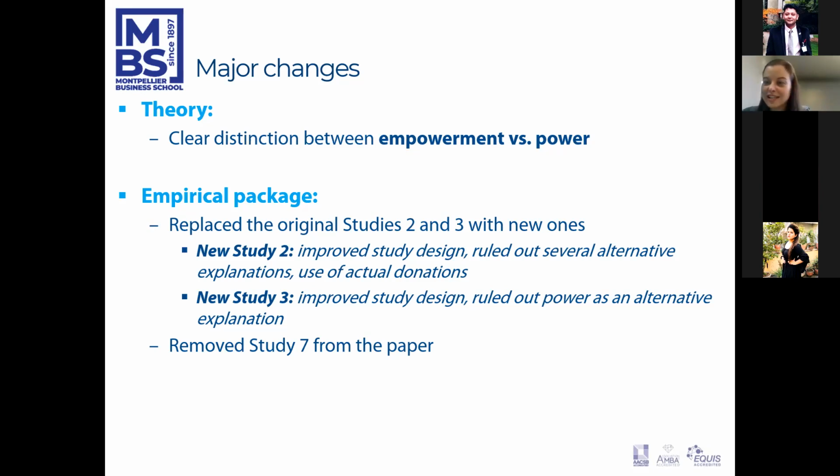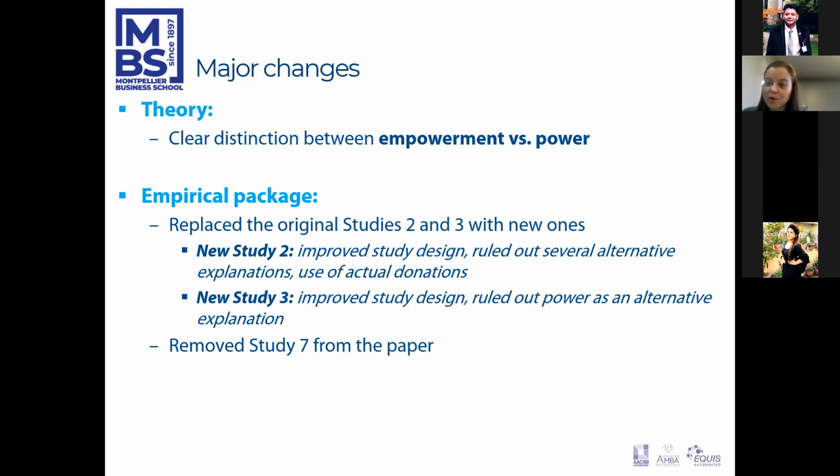So for example, the new study 2 that now appears in the paper has an improved study design. It also rules out many different alternative explanations. And this study also uses actual donations, which was also an important part of that study. And the new study 3, which is now reported in the paper, also has improved study design. It rules out power specifically as an alternative explanation.